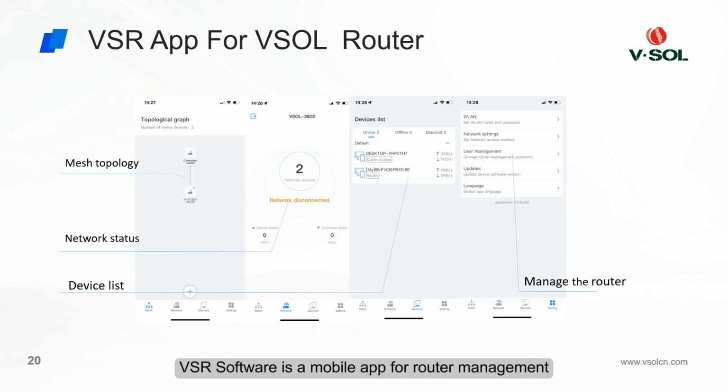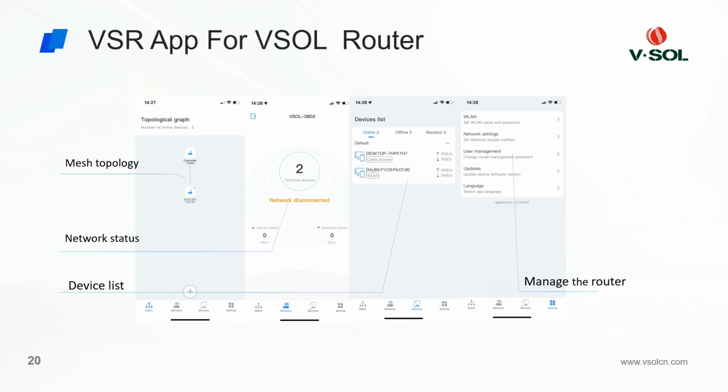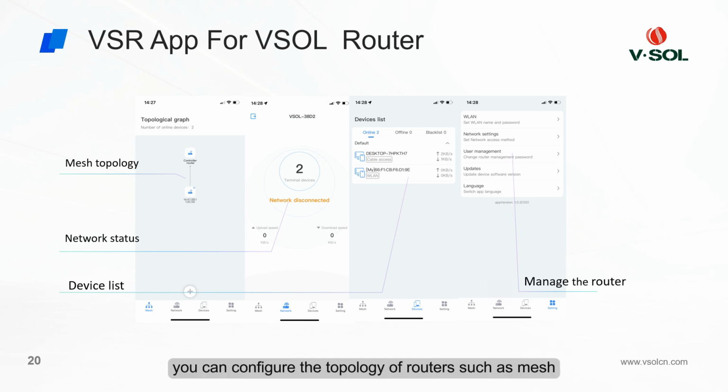VSR software is a mobile app for router management. When users use a VSOL router, they install the VSR app on their phone, connect to the router Wi-Fi, and open the app for management. After entering the app, you can configure the topology of routers, such as mesh, view the current network status, and manage the control settings of the current router. Convenient for managing routers, especially in mesh environments. This mobile app has been certified and can be searched, installed, and used in the Apple or Android app markets.